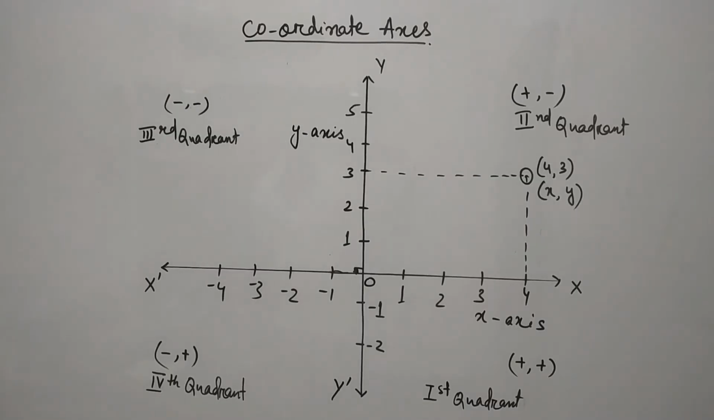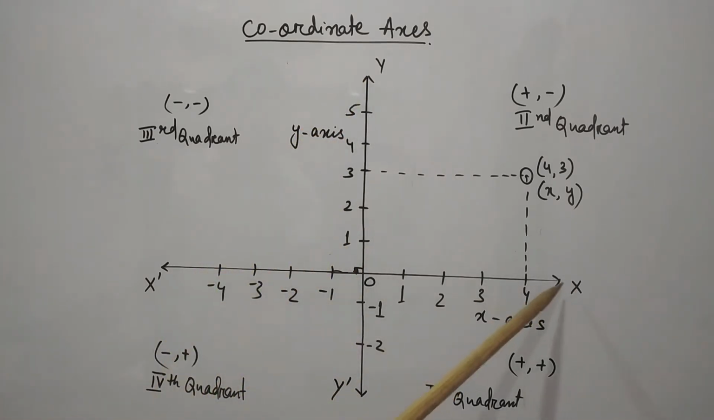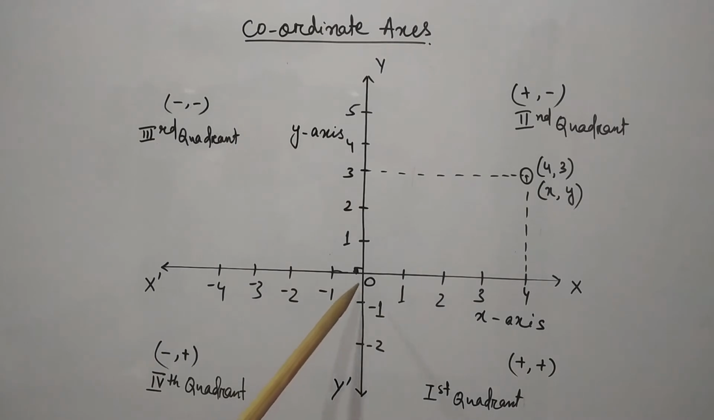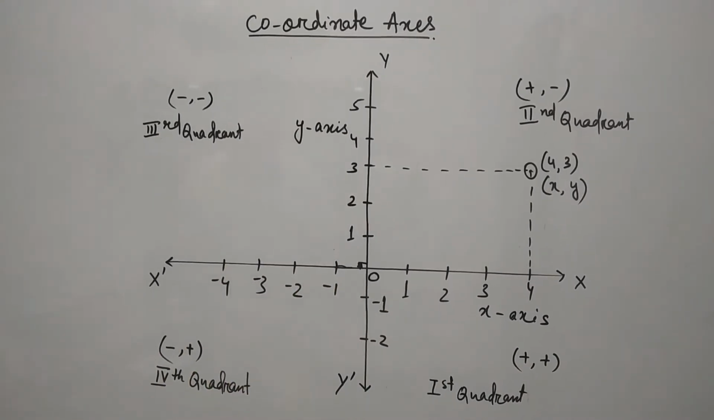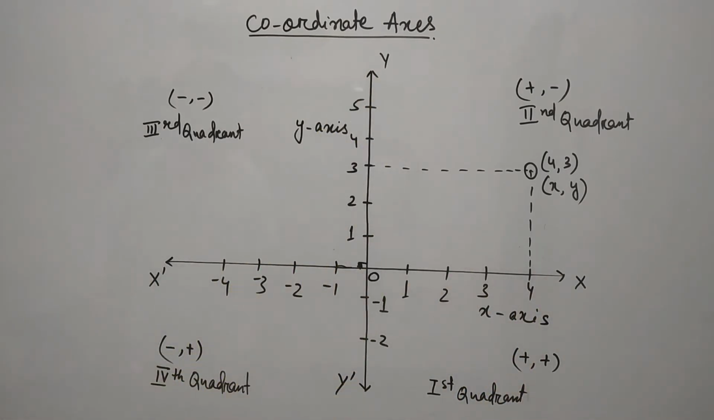So let us learn about coordinate axes. As you can see on the board, the two straight lines y dash and x dash intersect at the point O. And this is the x-axis and this one is the y-axis, and you can see here at the same interval of distances, 1, 2, 3, 4, minus 1, minus 2, minus 3, minus 4 have been written.